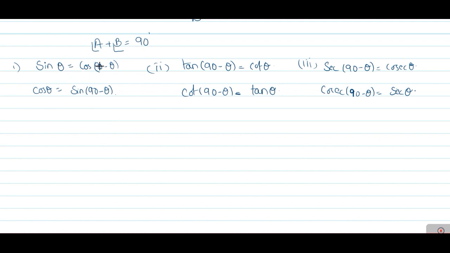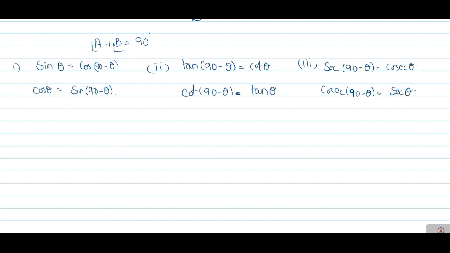Sin theta is equal to cos 90 minus theta, and in the same way cos theta can be written as sin 90 minus theta. Tan 90 minus theta can be written as cot theta, whereas cot 90 minus theta can be written as tan theta. Secant 90 minus theta can be written as cosecant theta, and cosecant 90 minus theta can be written as secant theta.